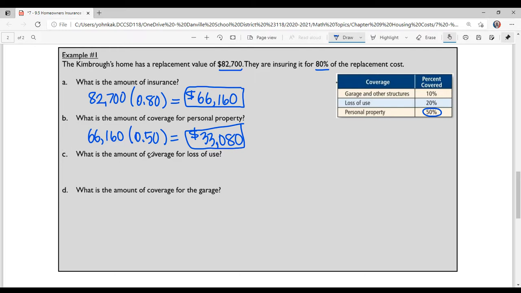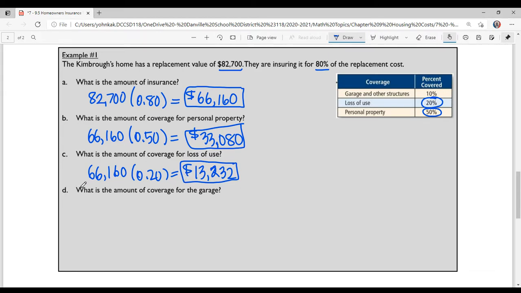Part C, what is the amount of coverage for loss of use? So again, we're going to take that 66,160, and now loss of use is 20%. So we're going to multiply it by 20%. That gives us 13,232. So that means if I have a fire in my house and I cannot live in my house, I could potentially collect $13,000 to go and live somewhere else while my house is repaired.